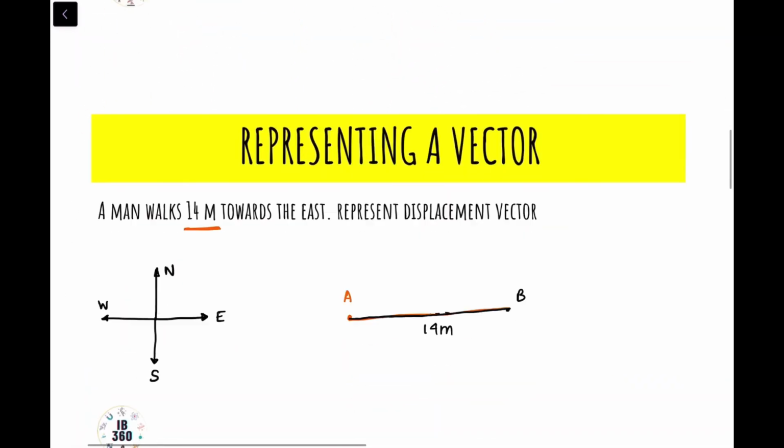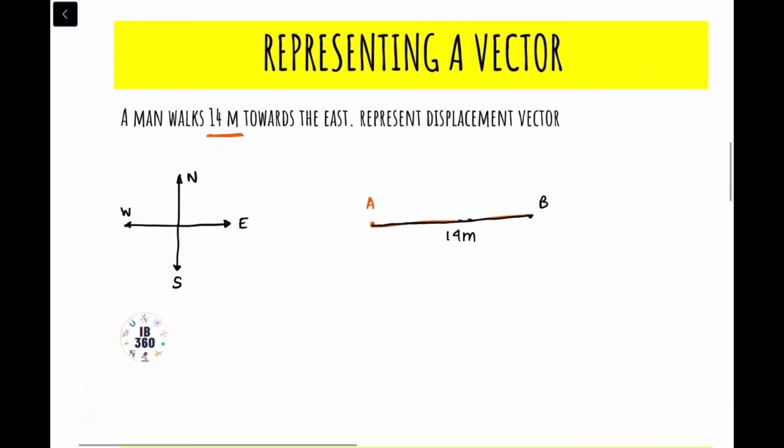In which direction is the man going? The man is going towards the east, so in which direction will the arrowhead be? In the east direction. So the arrowhead will be like this, right? Over here, this will be the arrowhead. So this will be our entire vector, okay?